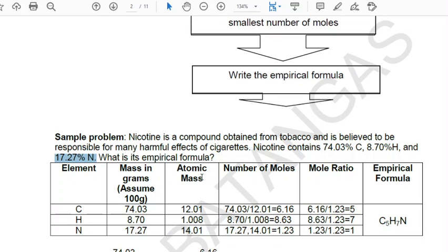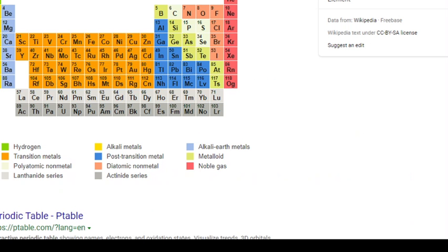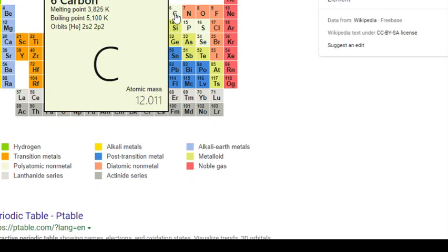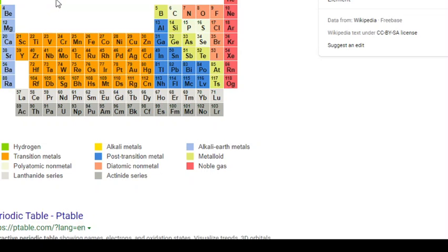Then we will get the atomic mass. So where do we get the atomic mass? We'll get that in the periodic table of elements. Let's try to look at the periodic table of elements. For carbon, you can see that carbon is in this column, and you have here the atomic mass, 12.011. So this is where you can find the atomic mass of carbon. The 6 there is the atomic number.